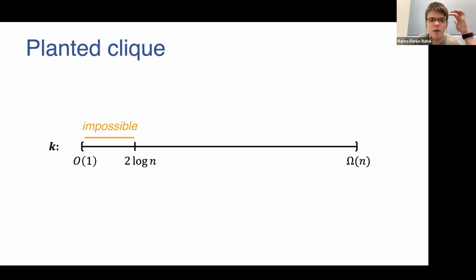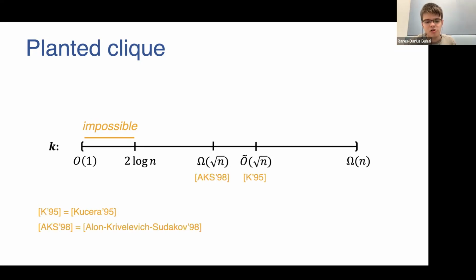So let's see what is known about efficient algorithms. When k is at least root 10 log n, it's enough to just output the k vertices that have the highest degree. And these are going to be with high probability the vertices in the planted clique. This can be improved to any constant times root n with an algorithm that rounds the second eigenvector of the adjacency matrix of the graph. But basically, that's it for polynomial-time algorithms.